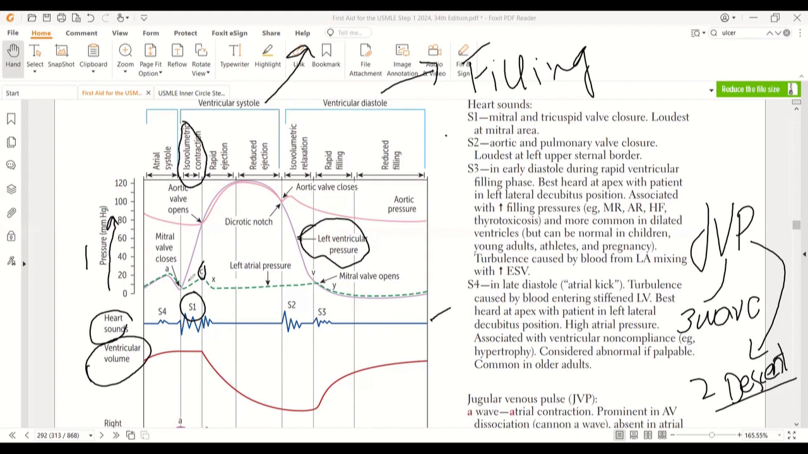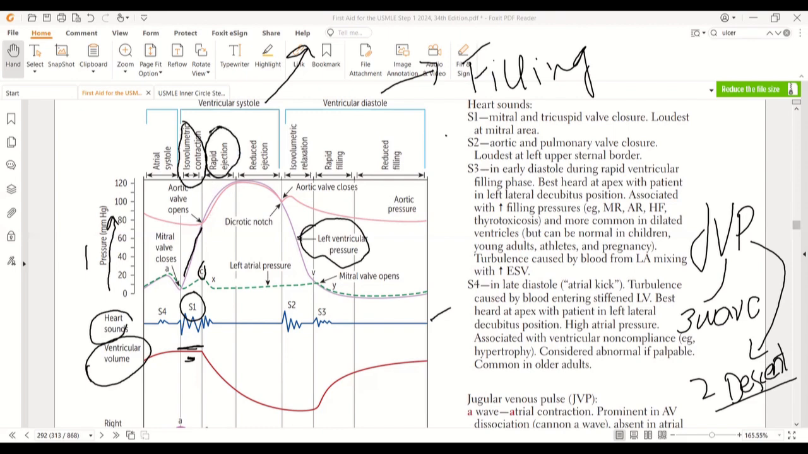So what happens in the isovolumetric contraction? The ventricular pressure goes up, but the volume remains the same. So this is a straight line, right? Yes, a straight line here for ventricle volume. At the end of the isovolumetric contraction, what happens? Ventricle pressure becomes more than aortic pressure, so the aortic valve opens.